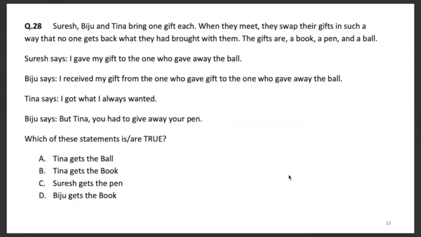In this question, you are provided three people. All these three people are bringing gifts with them to a party. When they meet, they swap their gifts in such a way that no one gets back what they brought with them. These gifts are book, pen, ball. Then we are given who is making what claim, and we have to find which of the statements is true after the gifts are swapped. In this question, I'm first going to write the before-swapping part.